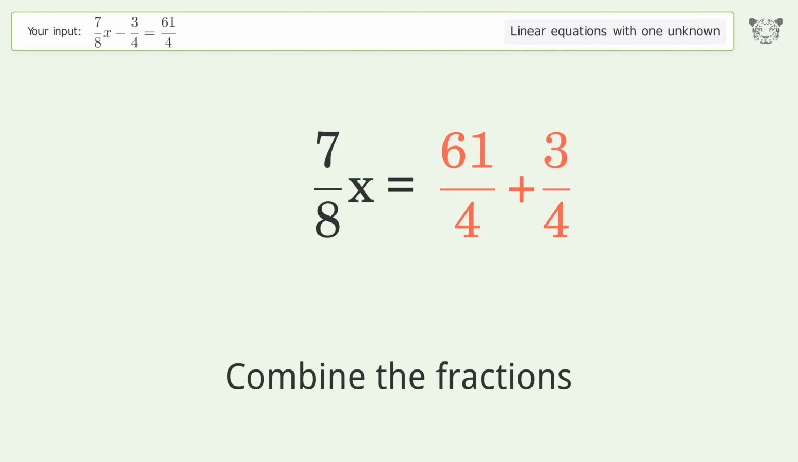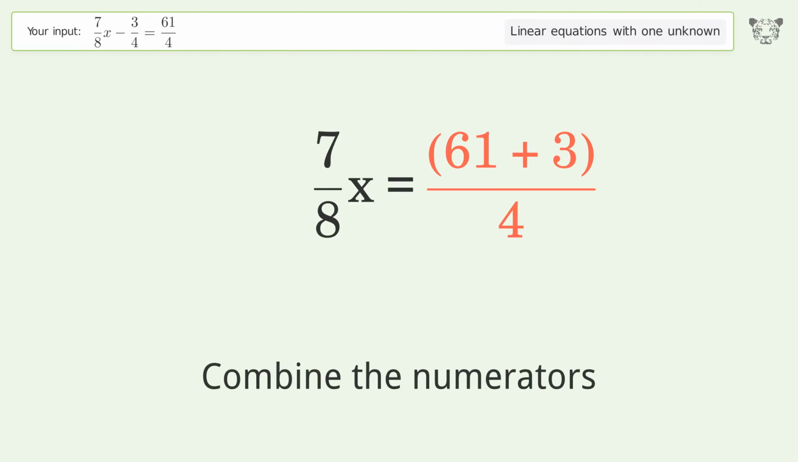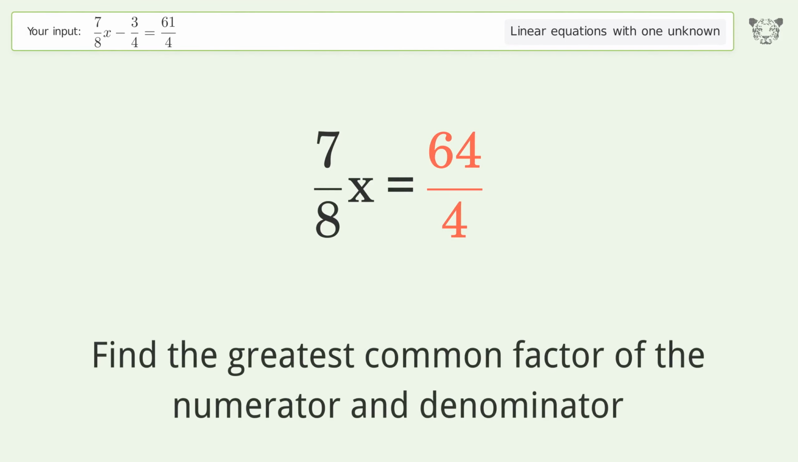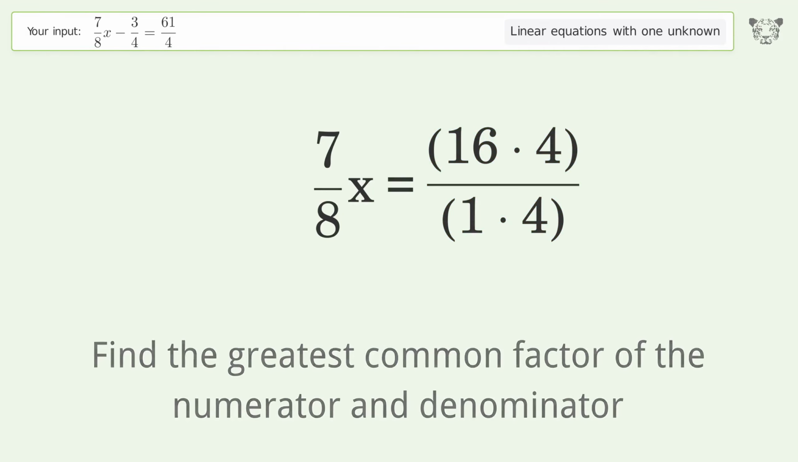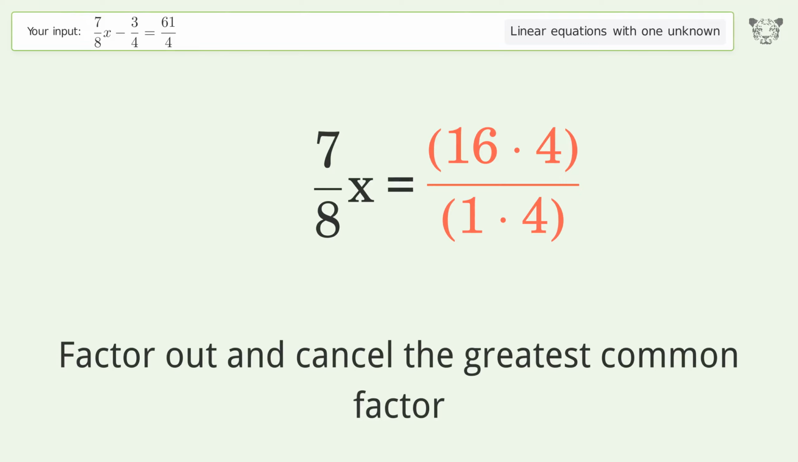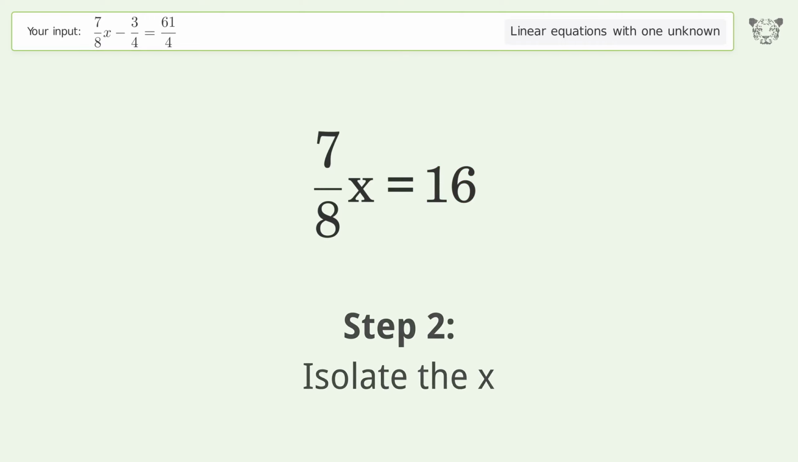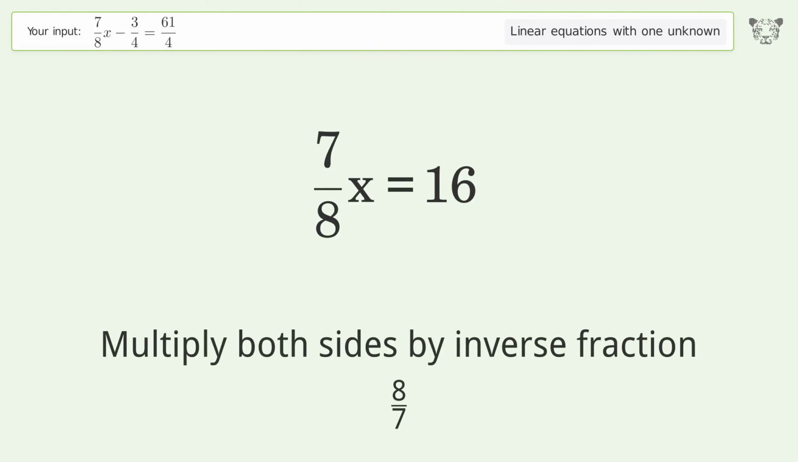Combine the fractions. Combine the numerators. Find the greatest common factor of the numerator and denominator. Factor out and cancel the greatest common factor. Isolate the x. Multiply both sides by inverse fraction 8/7.